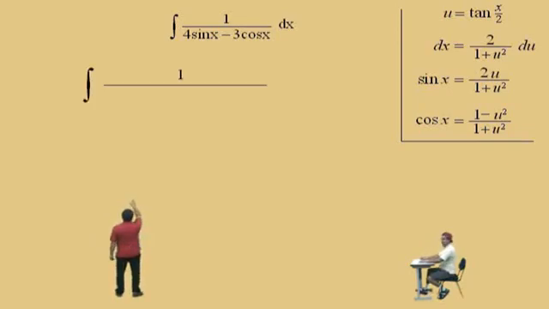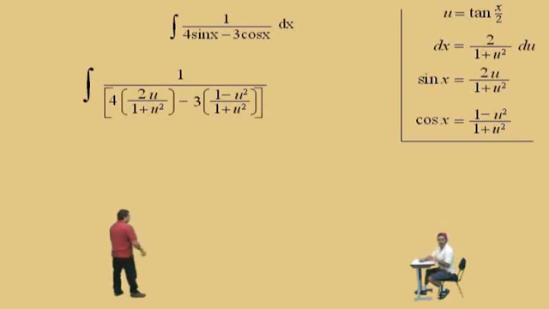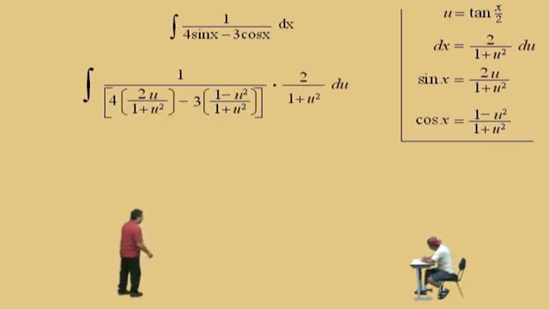So here we are. We have an integral of 1 over 4 times what, Charlie? 2u over 1 plus u squared. That's right. Okay, subtract 3. Now replace the cosine x. What do we put in there? 1 minus u squared over 1 plus u squared. Very nice. Now we got one more thing to replace. What is it, Charlie? dx. That's right. Okay, and what does dx equal to? 2 over 1 plus u squared du.